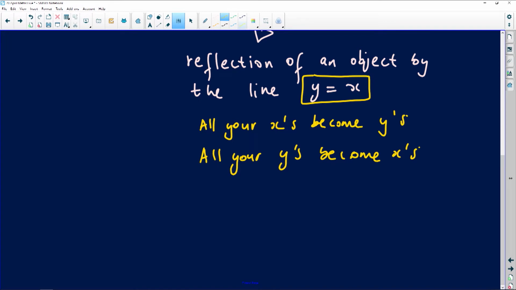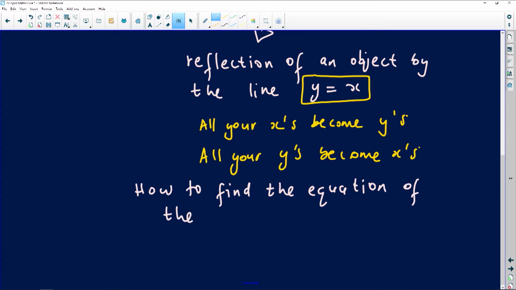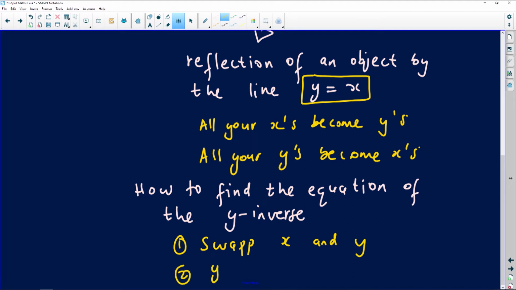So how do you find the equation of the inverse, graphically or maybe algebraically? How to find the equation, this is what is important, right? If you are asked to find the equation of the inverse, you do two things, only two things, guys. Number one, what you will do is exactly what I said. You swap x and y, and then number two, you then make y the subject of the formula, and that will be it.